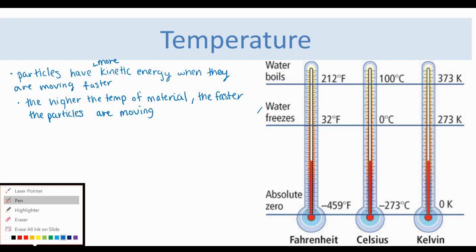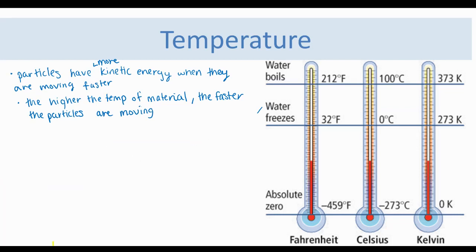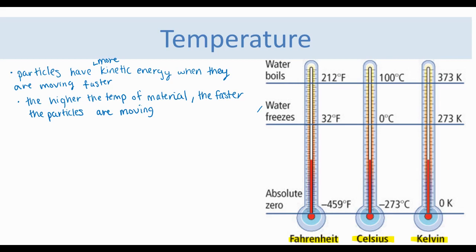The way we measure this temperature is by Fahrenheit, Celsius, and Kelvin. So let me highlight Fahrenheit too. So Fahrenheit, Celsius, and Kelvin are the ways that we measure temperature. And you can see from this chart that it shows you at what temperature water boils, freezes, and what absolute zero is on each of the different charts that we use.